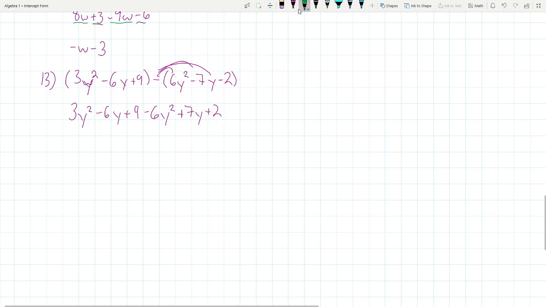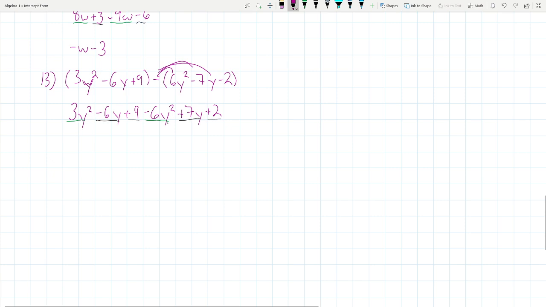Now I'm going to combine like terms. And so I go, okay, I have the y squareds, I have the y's, and I have the constants. Sometimes people like to do this one step at a time. They don't underline or highlight or anything like that. They first focus on just the y squareds, then they focus on just the y's, and then just the constants. And that might be like if you don't have a highlighter or something like that.